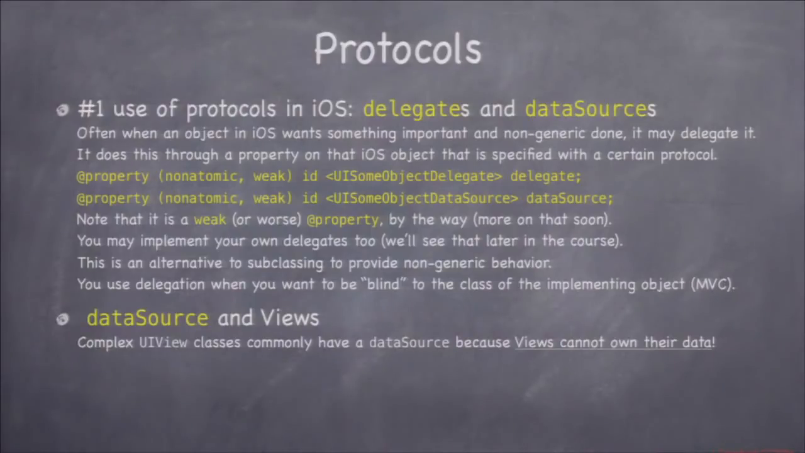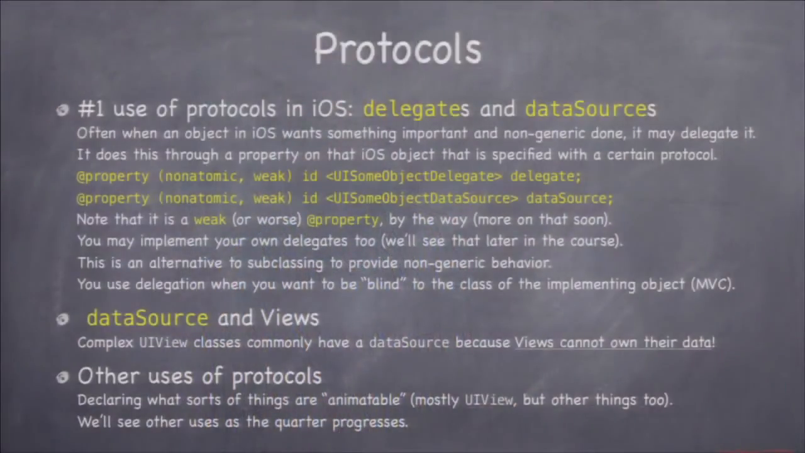And we really need those data source protocols because views can't own their data. That table view can't grab all its data and display it. It has to keep asking someone else, but it doesn't want to be tied to any source of the data, so it wants to be an id. It wants to be blind. And we'll see all this next week when we talk about table views.